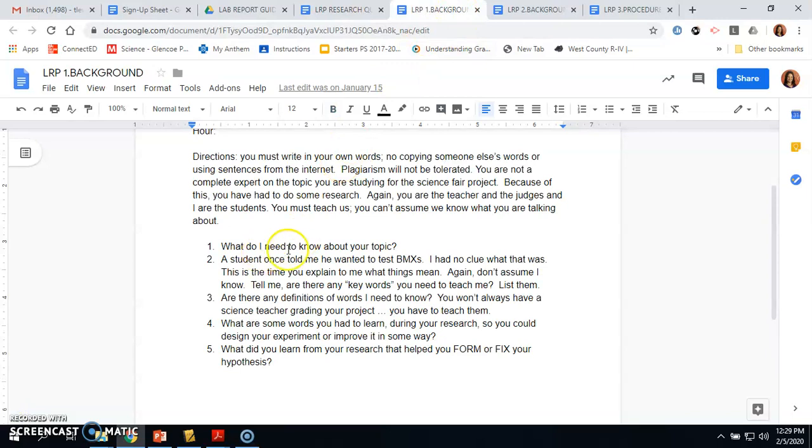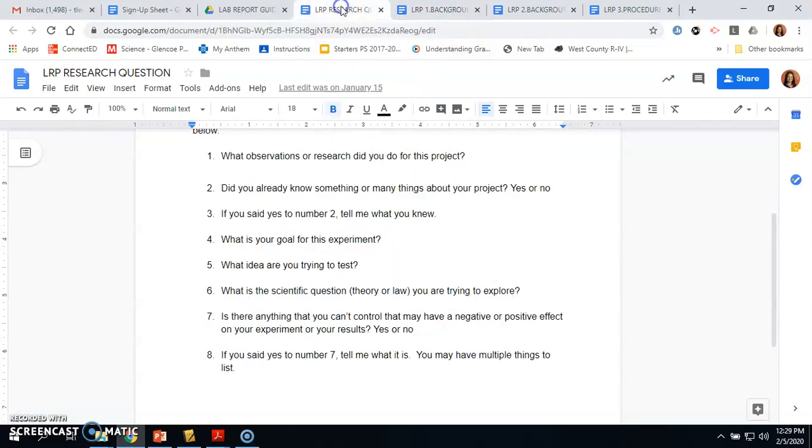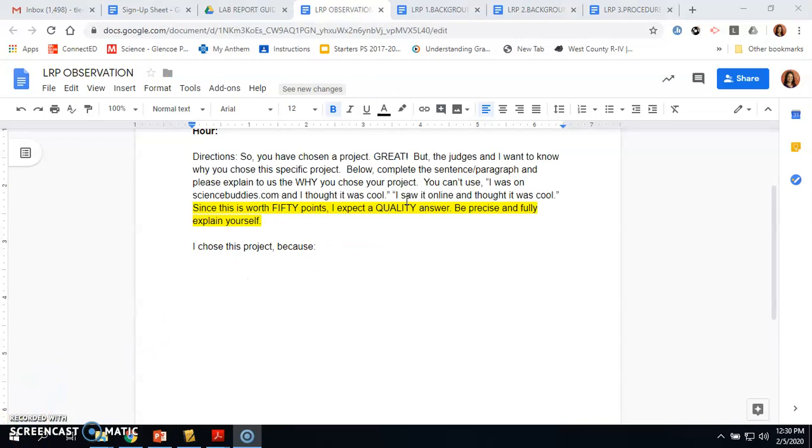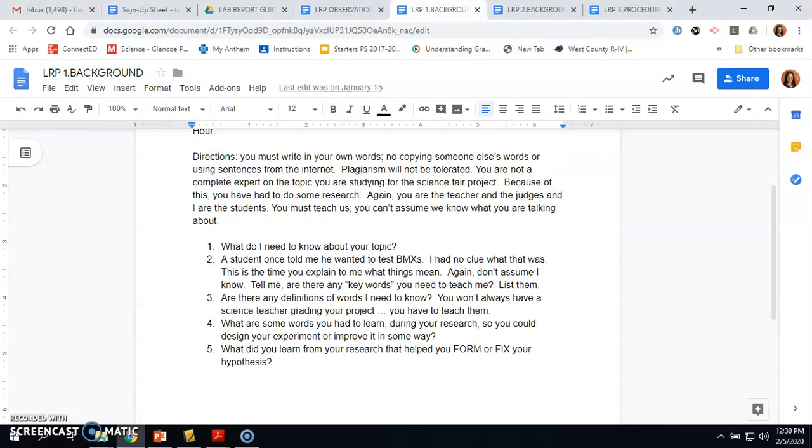So to answer the question, what do I need to know about your topic? You're going to tell me again what your goal for the experiment is. What are you trying to test? Or maybe you can add a little bit back in from the observation. Why did you choose this project? In the end, what do I need to know?